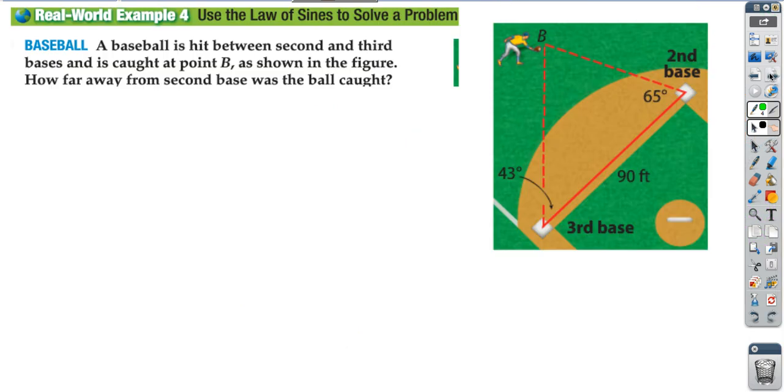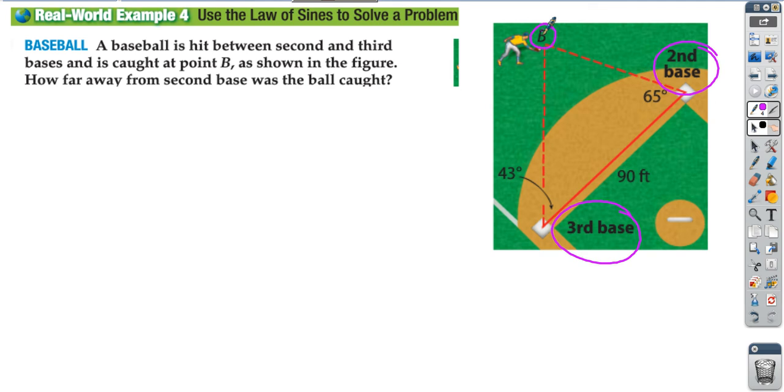Okay, let's do one more example. This is a baseball example. It says a baseball is hit between second base and third base, and it's caught at point B right here. So you form this triangle. How far away from second base was the ball caught?